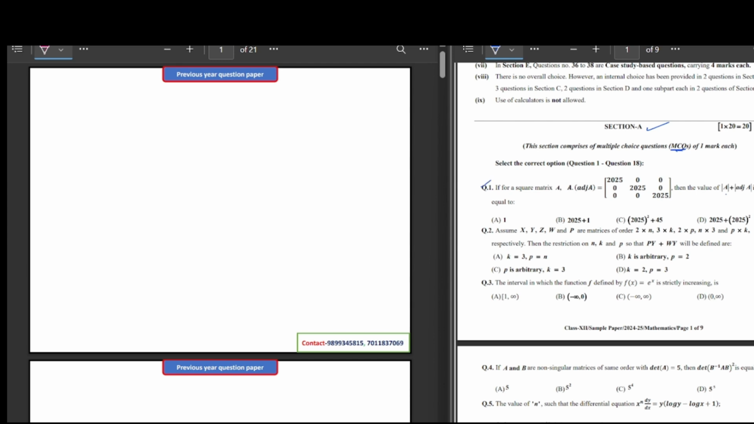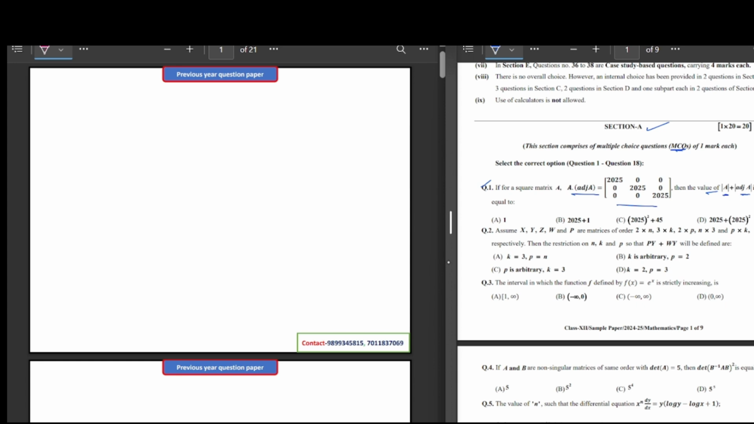Question 1 talks about a square matrix A. This is given. Then the value of determinant of A plus determinant of adjoint A is equal to. So let us understand with the help of the solution which one is the correct option for this question.